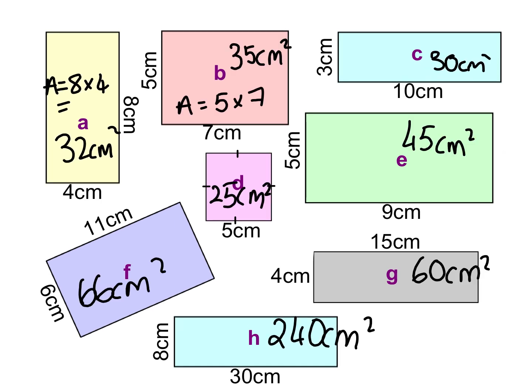Like magic, there are the answers. Excuse the handwriting, but they are exact. One I didn't mention was this one. Example D was a little square. A square is just a glorified rectangle at the end of the day. It's just 5 times 5 for that one.